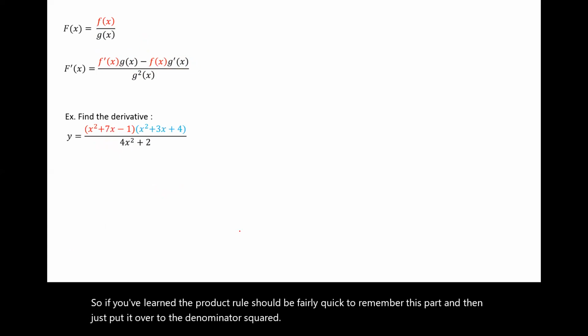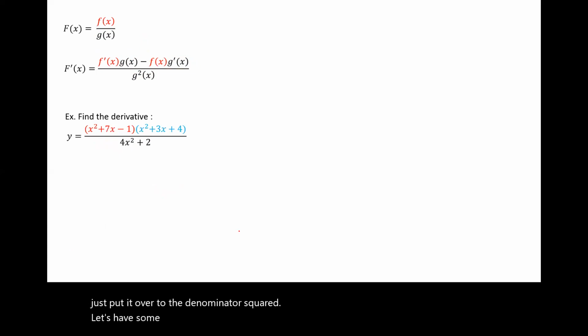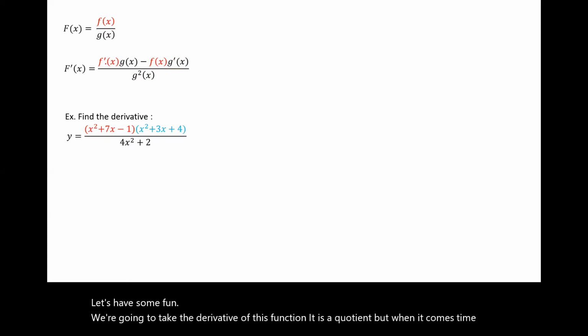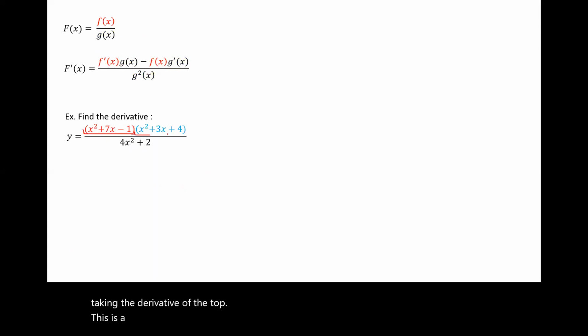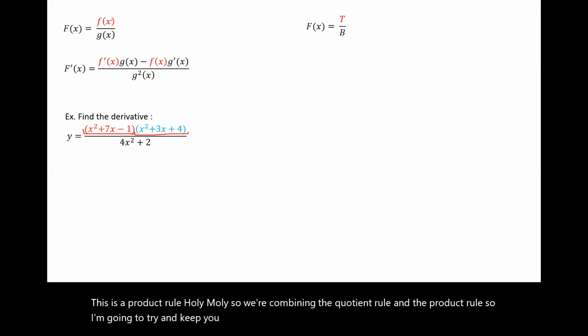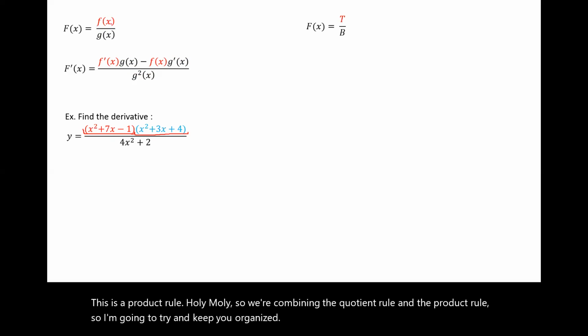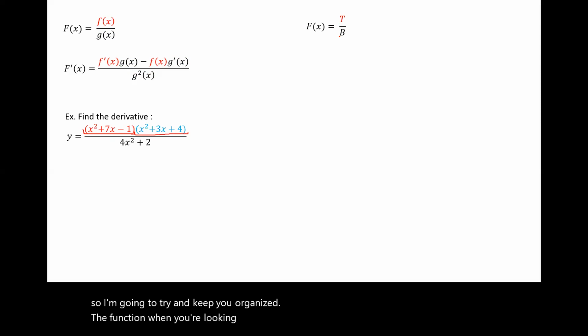Okay, let's have some fun. We're going to take the derivative of this function. It is a quotient. But when it comes time to taking the derivative of the top, this is a product rule. Holy moly. So we're combining the quotient rule and the product rule. So I'm going to try and keep you organized. When you're looking at a quotient, we have a top and a bottom.